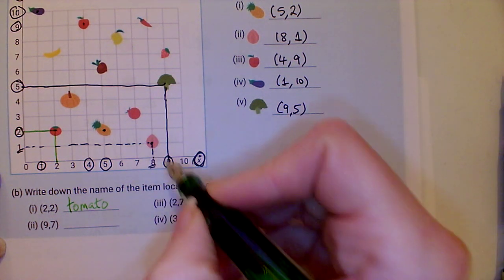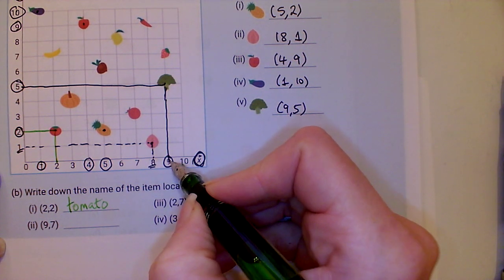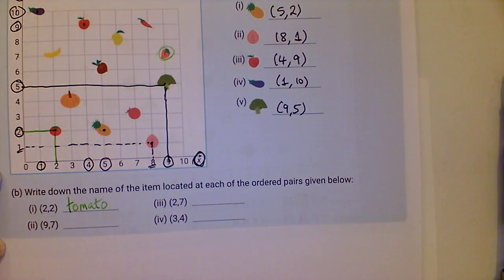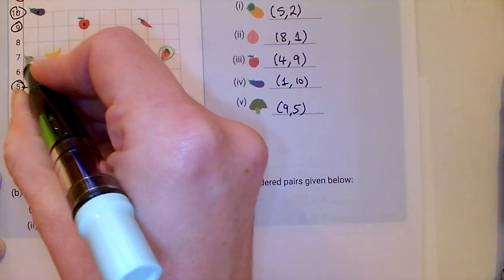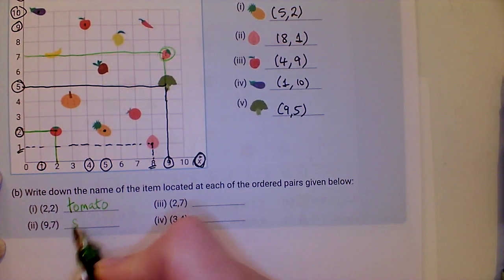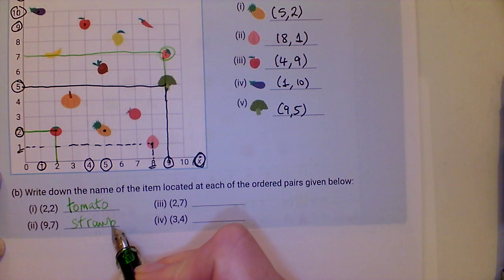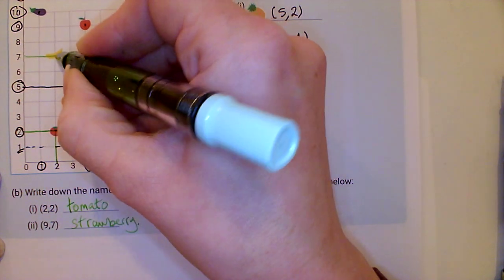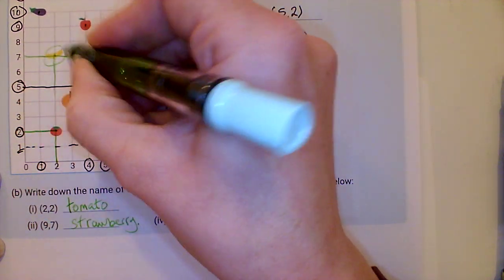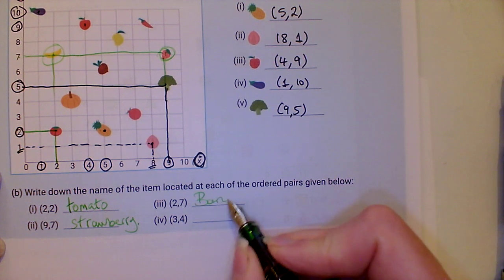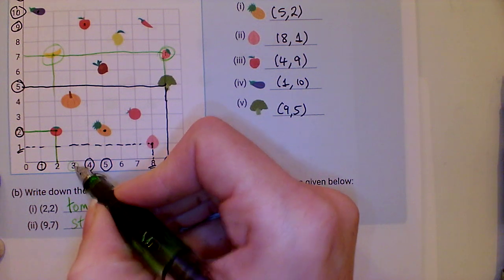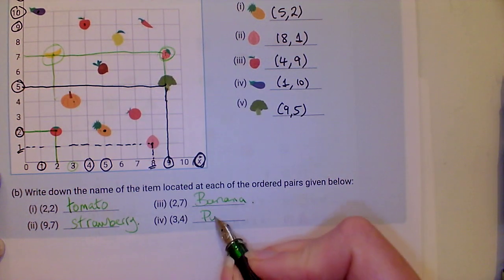Part 2, 9, 7. So I start 9 on the x-axis and up as far as 7 on the y-axis. And that looks like a strawberry. That one's a little bit easier. 2, 7. 2, but then all the way up to 7. And we find the banana. And 3, 4. Over to 3 and then up to 4. And we have a pumpkin.